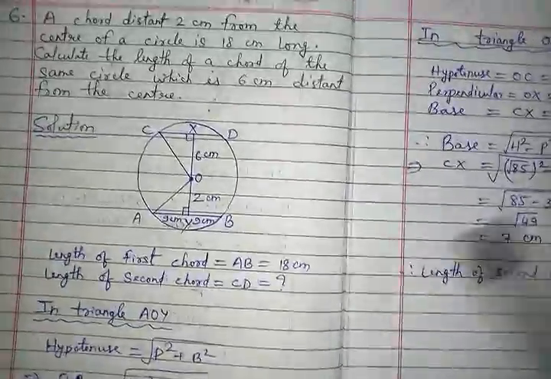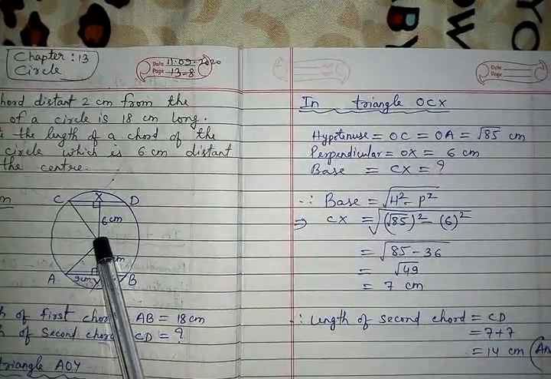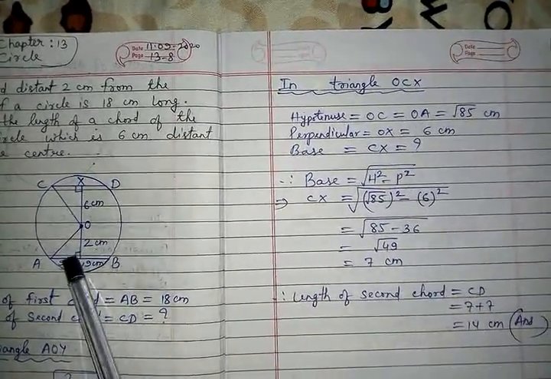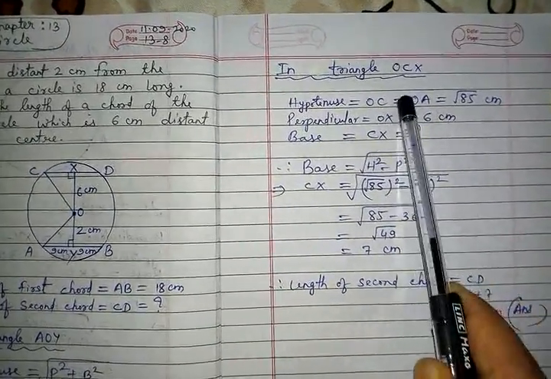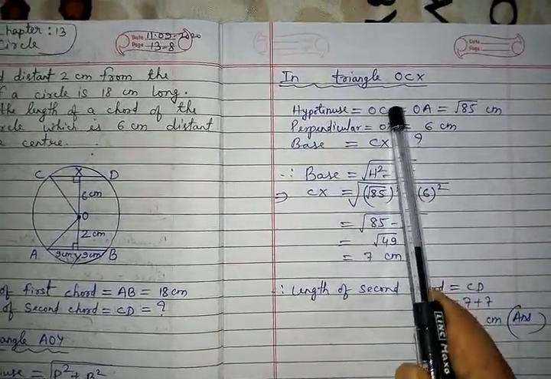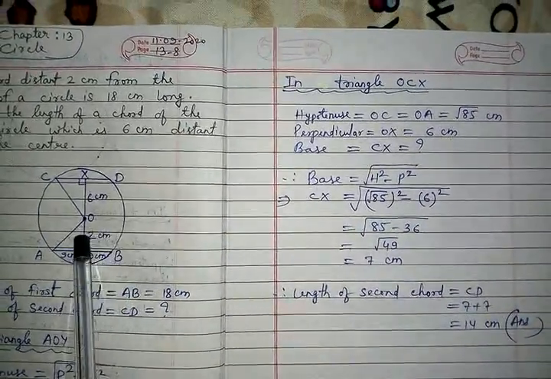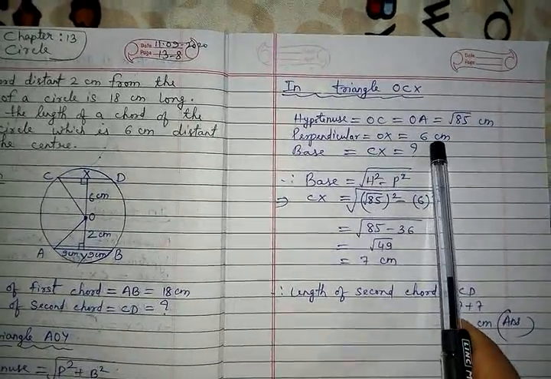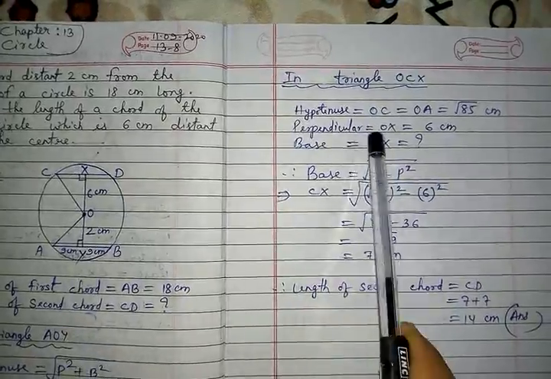Now I will take the second triangle, that is OCX. So in triangle OCX, OC is the hypotenuse and the OC value is equal to OA. Whatever is OA, OC is the same, because they are the radii of the same circle. So as OA is root 85, OC also will be root 85. And the perpendicular here is OX, which is 6 centimeter. Now we will find base CX.